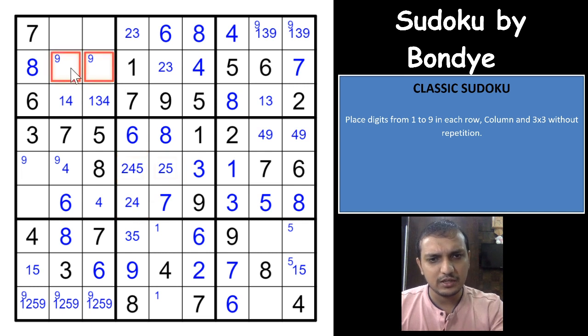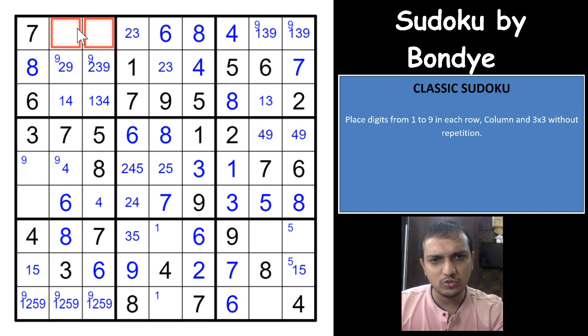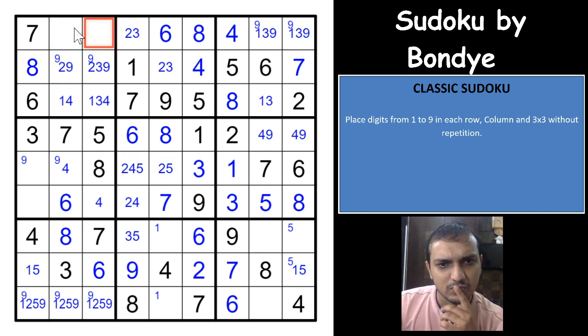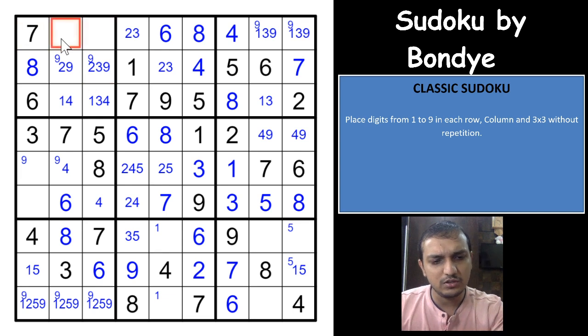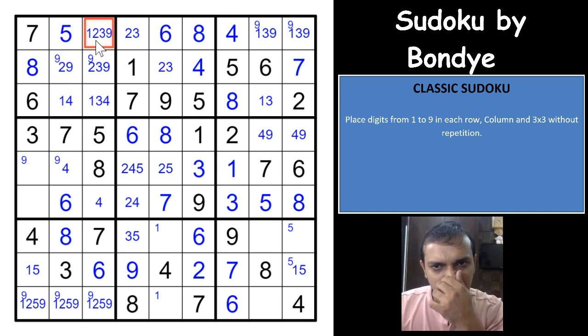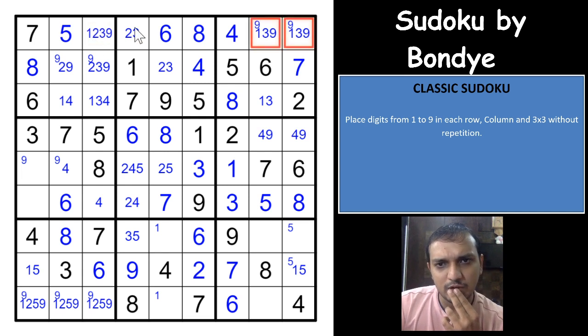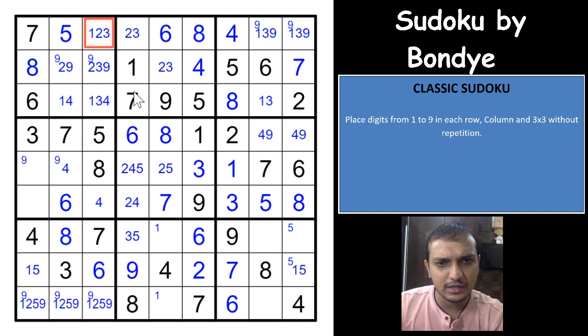So 2 3 9, so this would have to be 2 3 9, and this cannot be a 3, and 1 2 3 9 5. Okay, so 5 would have to be here. So 1 2 3 and 9, right? This would have to be 1 2 3 9, and 9 would have to be in one of these two cells, so this cannot be a 9.